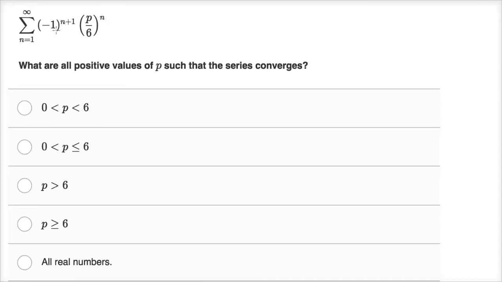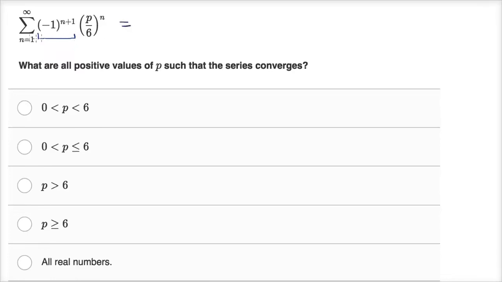So there's a couple of things that might jump out at you. This negative 1 to the n plus 1, as n goes from 1 to 2 to 3, is just going to alternate between positive 1, negative 1, positive 1, negative 1. So we're going to have alternating signs. So that might be a little bit of a clue of what's going on. And actually, let's just write it out.